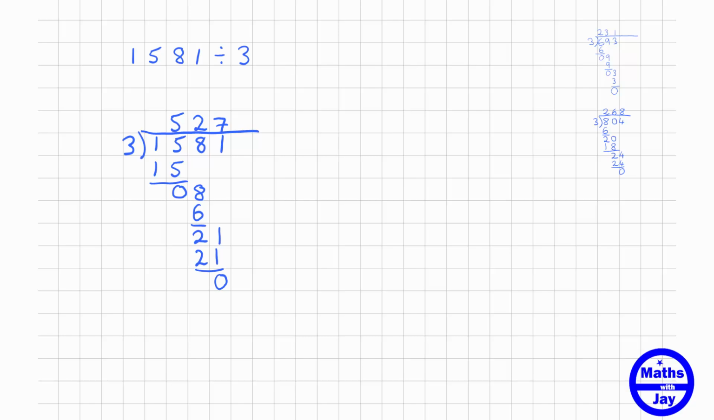So we've finished our division. And we know that the answer is 527. And that seems right, doesn't it? Because 3 times 500 is 1500 and 3 times 27 is 81. So that's that one done.